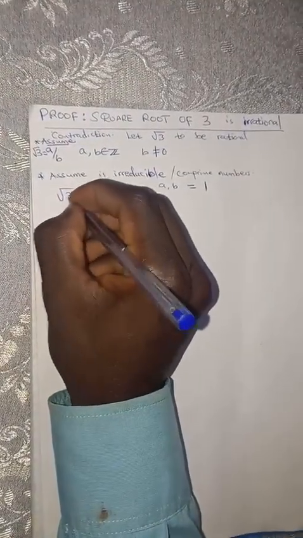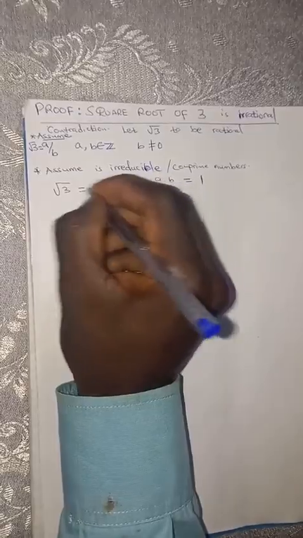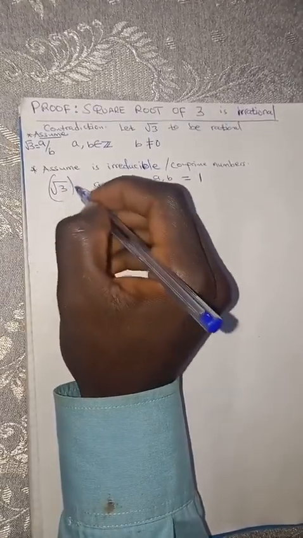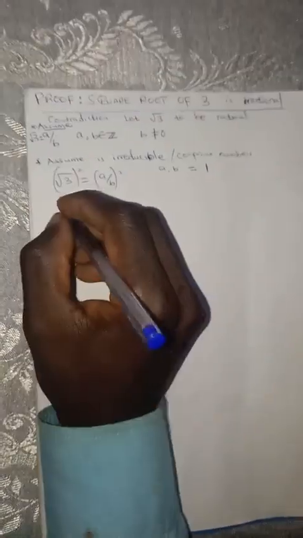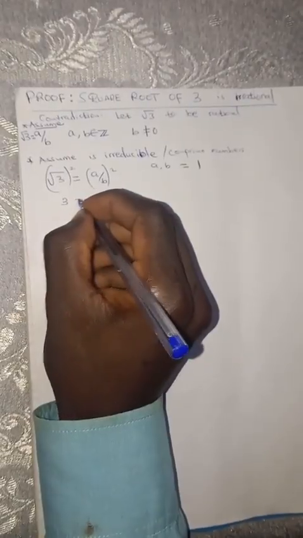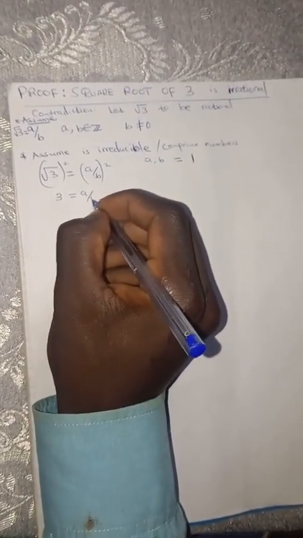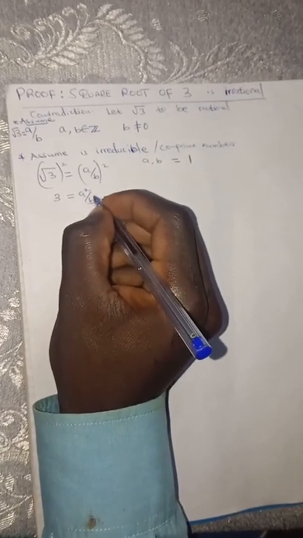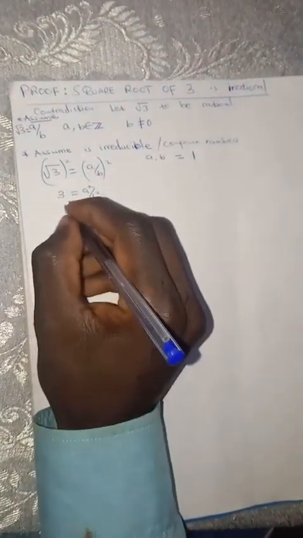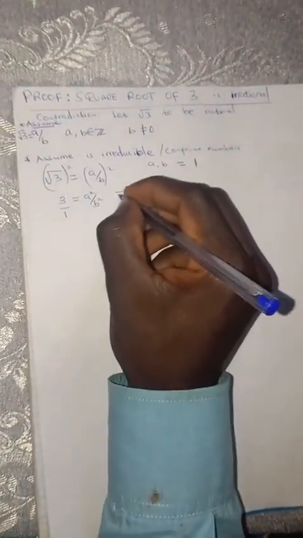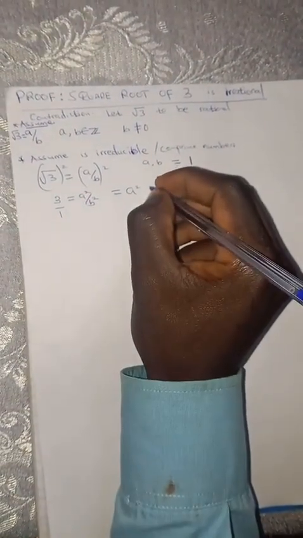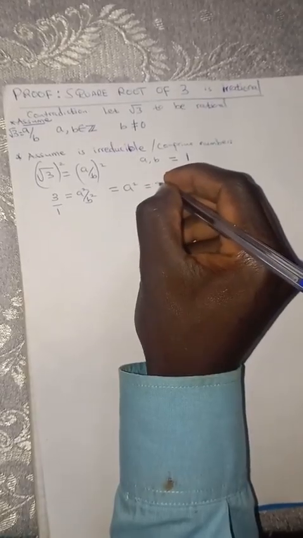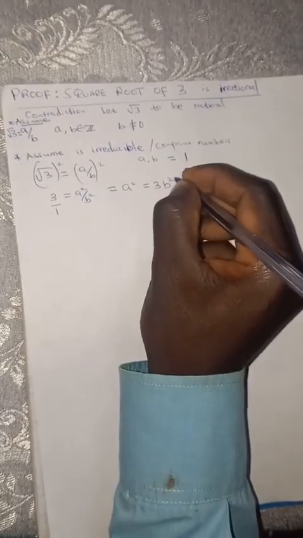The square root of 3 equals a over b, whereby we square this so that we get rid of the square root. So we have 3 equals a squared over b squared. And we can cross multiply so that we have a squared times 1, and 3 times b squared. That's a squared equals 3b squared.